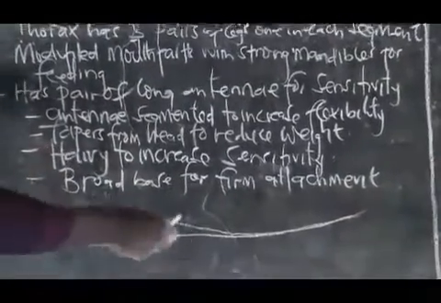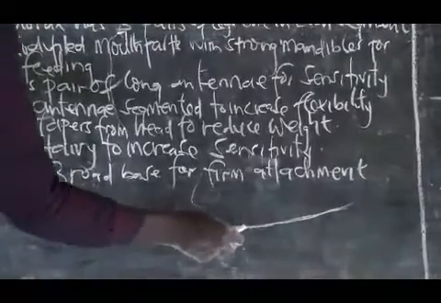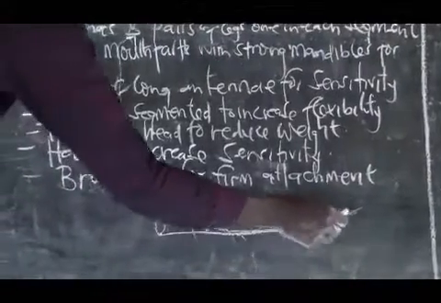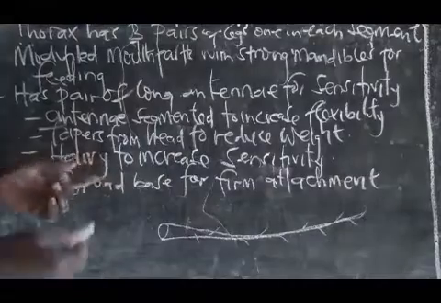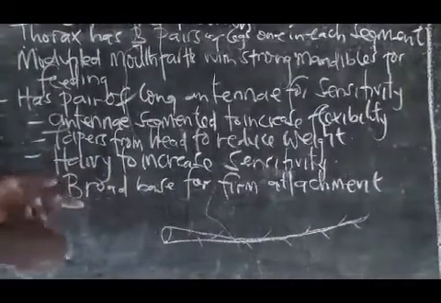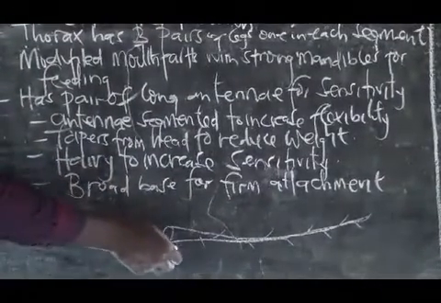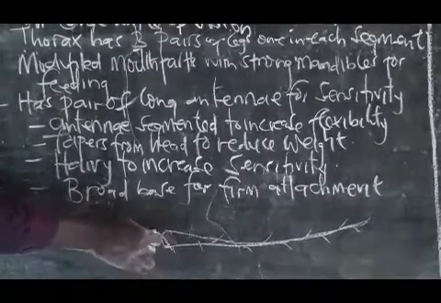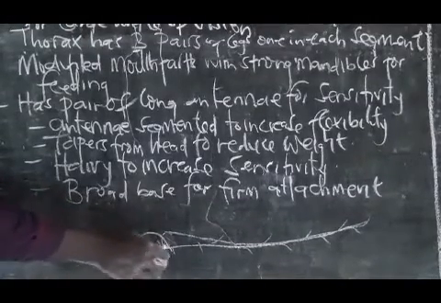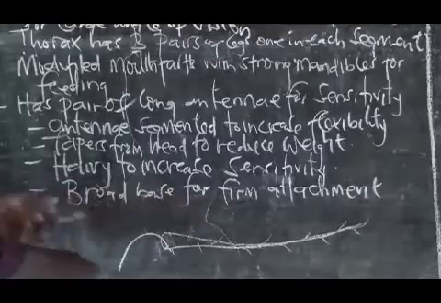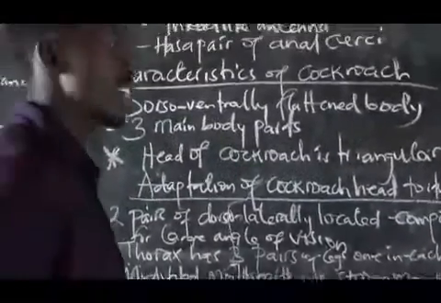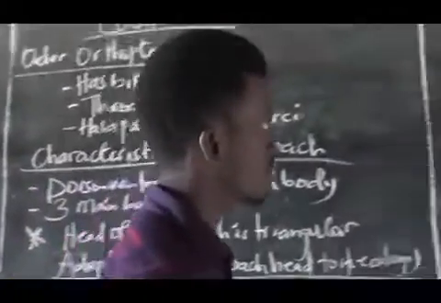Then it is hairy to increase sensitivity. It is also hairy so that sensitivity is increased by each of those hairs. And then we have a broad base. At the part where attachment to the head of the cockroach occurs, we have a broad base for firm attachment. Remember that the cockroach has a comma-shaped eye.